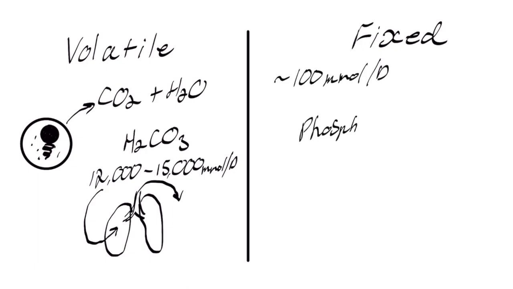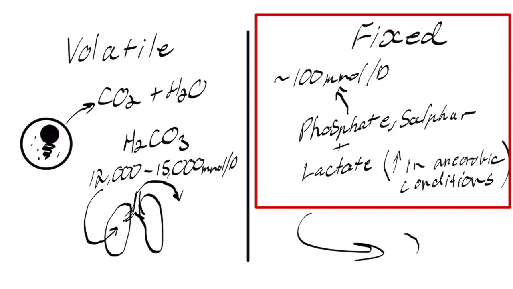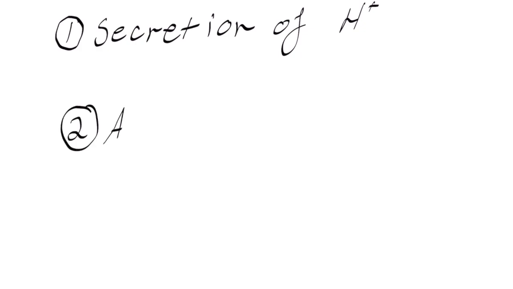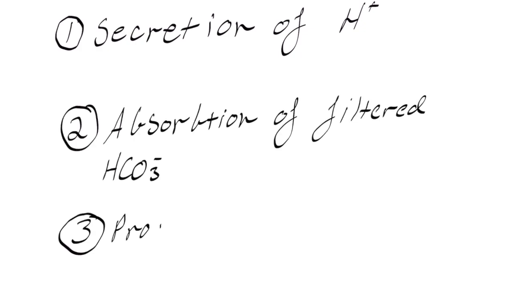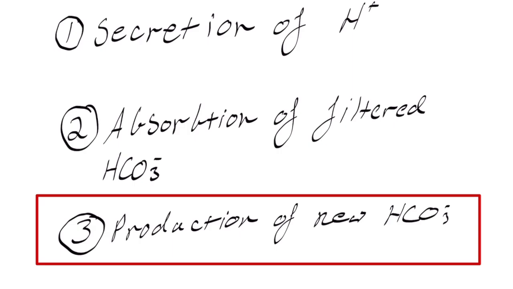There's approximately 100 millimole per day of fixed acids made. It comes from phosphate, sulfate. But then there's also cellular metabolism through lactate production, and when there's excess lactate, there'll be increased fixed acids as well. We'll focus on fixed acids here because fixed acids are the acids that the kidneys can manage and are able to excrete. There's three fundamental mechanisms for managing acid base in the kidneys. There's secretion of hydrogen ions, reabsorption of filtered bicarb, and then there's production of new bicarbonate. But really, the only physiological way to excrete fixed acids is through the formation of new bicarbonate.